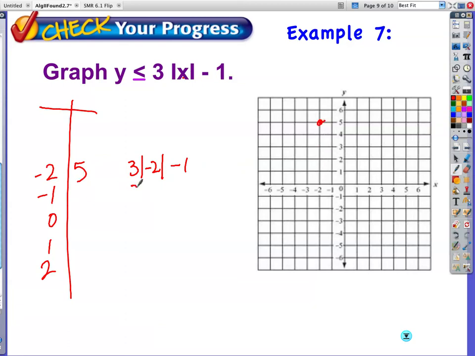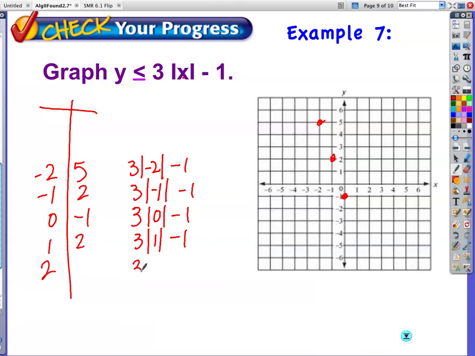Negative 1. 3 times the absolute value of negative 1 is 1 times 3 is 3. 3 minus 1 is 2. So I graph the point negative 1, 2. 3 times 0 minus 1 is negative 1. So I have a point 0, negative 1. I put 1 in. 3 times the absolute value of 1 is 3. 3 minus 1 is 2. Oh, look. This is working out nicely again.